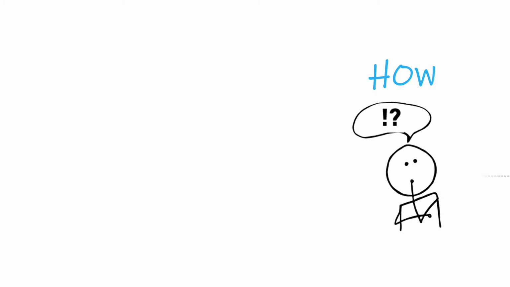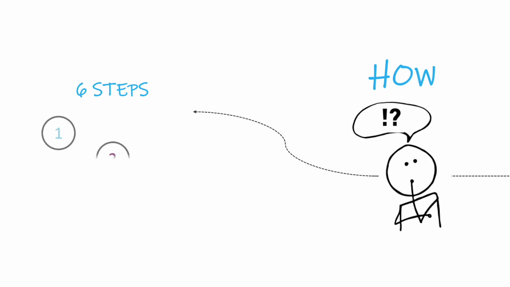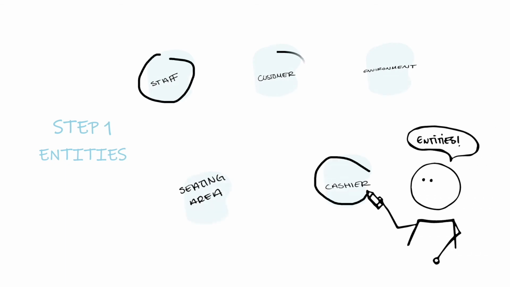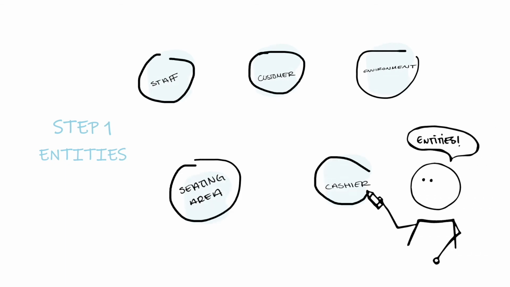Now let's take a closer look at how to use the ERAF system diagram following 6 simple steps. In step number 1, identify your entities and draw a circle around them to represent them on your graph.